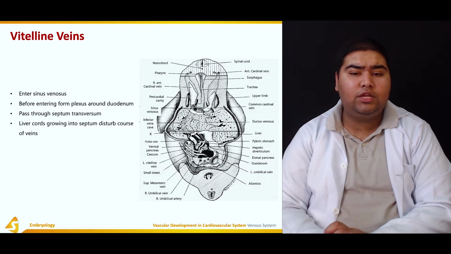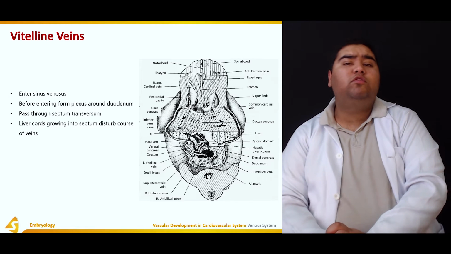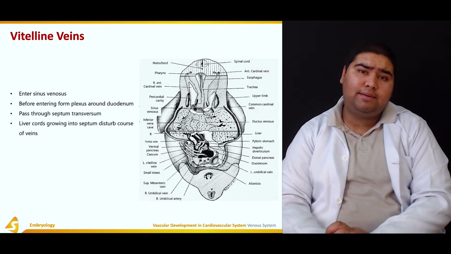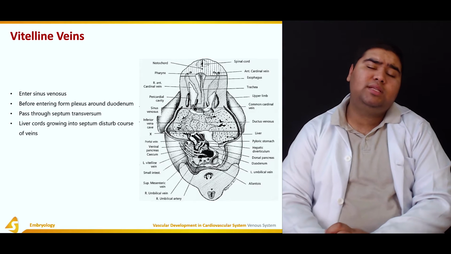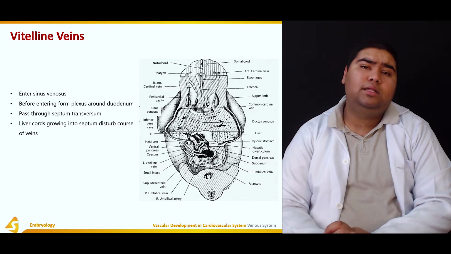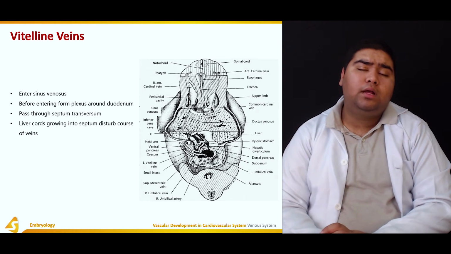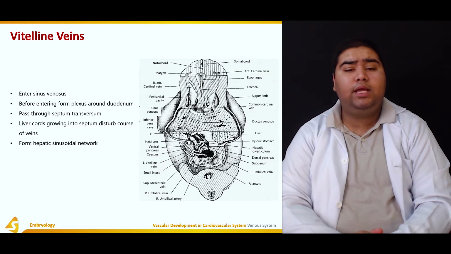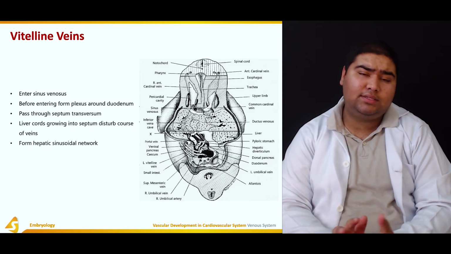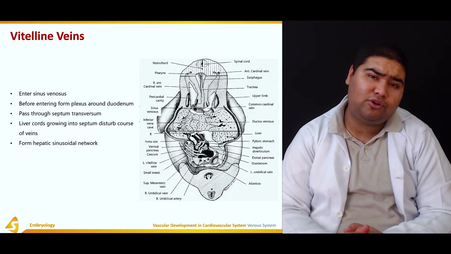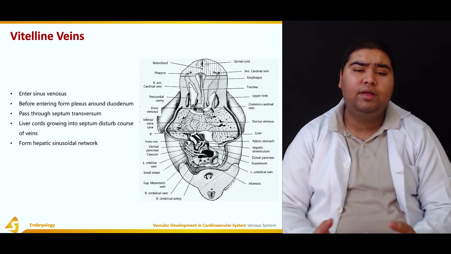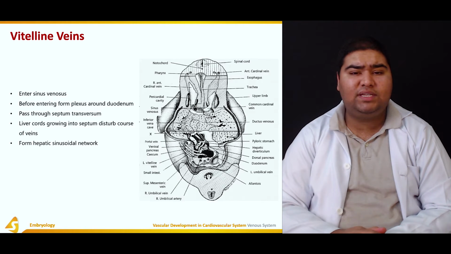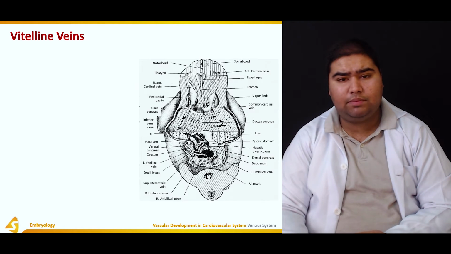Liver cords growing into the septum may disturb the course of the vein. Obviously, liver cords are fibrous structures that are growing into the septum. Since the vein is moving through the septum transversum, the liver cords may alter its pathway. They form the hepatic sinusoidal network. So this is how the hepatic sinusoidal network is formed, with the help of the liver cords growing into the septum and the vitelline vein passing through the septum.